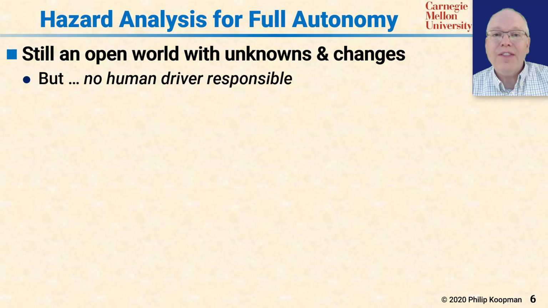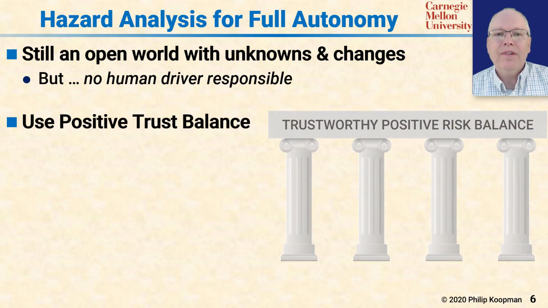If there's a hazard you didn't think of or did not encounter during testing and validation, the driver used to be responsible for that, but now your autonomy is responsible for handling something it's never seen before, and that's something that autonomy struggles with. The approach I like for this I call positive trust balance, and that is a way of saying trustworthy positive risk balance. Positive risk balance is generally the idea that you should be at least as safe as a human driver. I would argue you want to do better than that, and I'm not saying positive risk balance is the only way to go, but I'm using it as an example here.